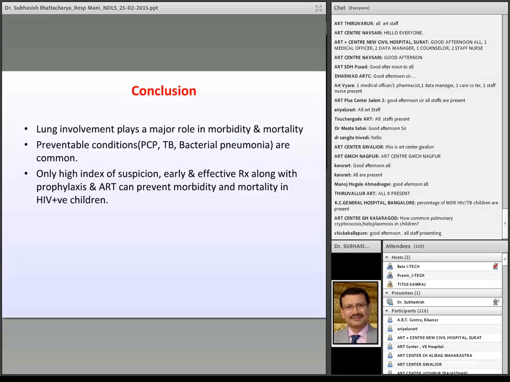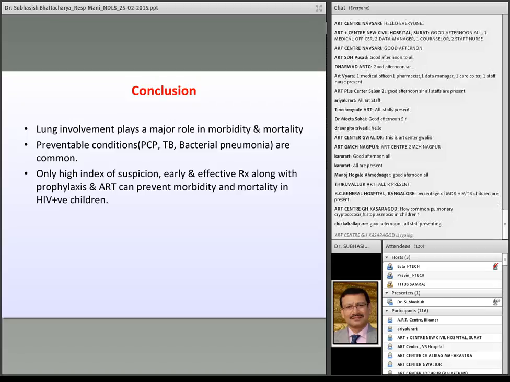And for vaccination, as I already mentioned, Haemophilus influenzae vaccination and pneumococcal vaccination, though these are a little expensive, those who can afford them will, in the long run, prevent a lot of dangerous bacterial pneumonias like Haemophilus influenzae and pneumococcal pneumonia in this group.